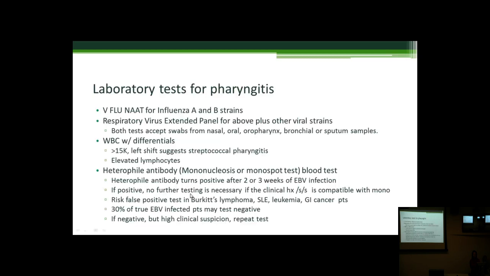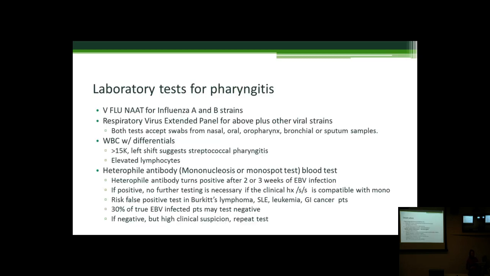However, there is a risk of false positives in some patients who have systemic lupus, leukemia, or gastrointestinal and gastric cancers. They may inadvertently test positive even though they don't have mono. And then 30% of truly Epstein-Barr virus infected patients may have a negative test result, so just be aware of that. And if it's negative, but you have a very high suspicion, repeat the testing a little bit later on. Okay.